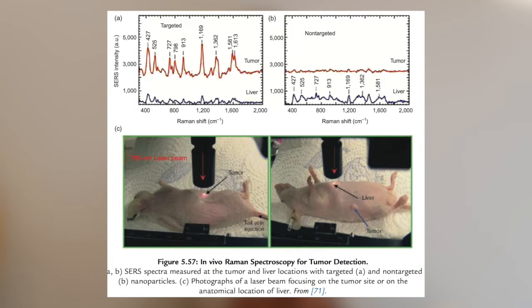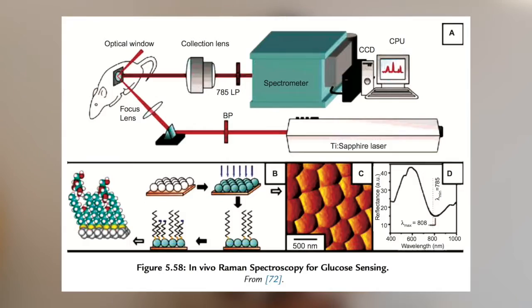And with gold nanoparticles, they're functionalized with the epidermal growth factor receptor and Raman scattering molecules, and are then injected into a mouse that bears a tumor for the detection of tumor molecules. Now, this technique has also been used in vivo for glucose sensing as well as other tumor detection.